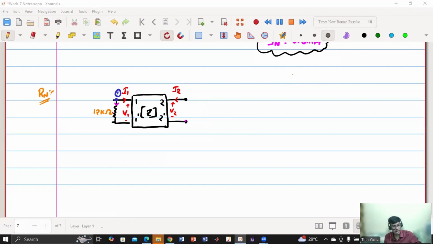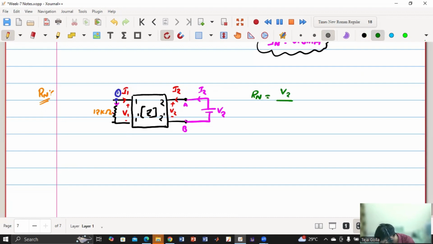Sir, can't RN be found by V1 by I2? No, RN is V2 by I2, because I have to find the resistance at these two terminals, A and B. So I'll excite it with a voltage V2 carrying a current I2. So now my RN is what? My RN is the voltage across these two terminals, which is V2 by I2. Simple, very simple.